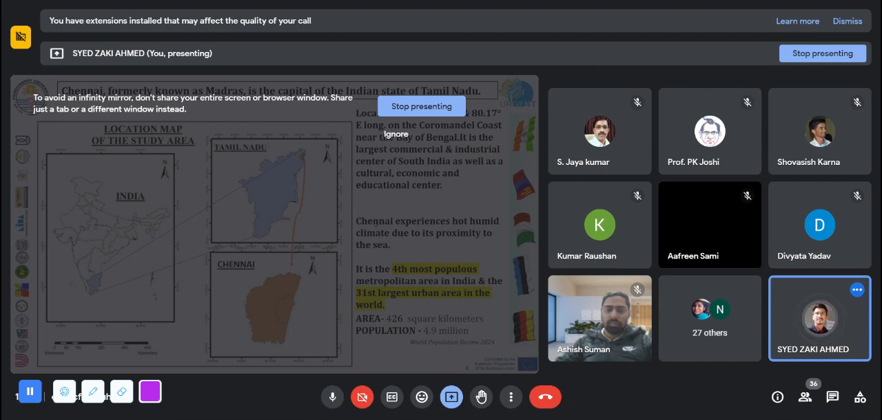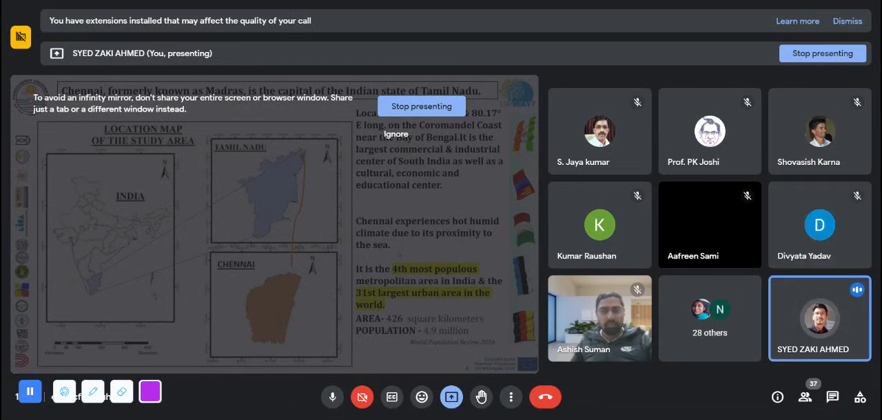So what we have taken is our study site is Chennai. Chennai, brief introduction about Chennai is it was formerly known as Madras, which is the capital of the Indian state of Tamil Nadu. It is located at 13.04 degree north latitude and 80.17 degree east longitude on the Coromandel coast near the Bay of Bengal. It is the largest commercial and industrial center for South India as well as it is the cultural, economic and educational center. Chennai experiences hot, humid climate due to its proximity to the sea.